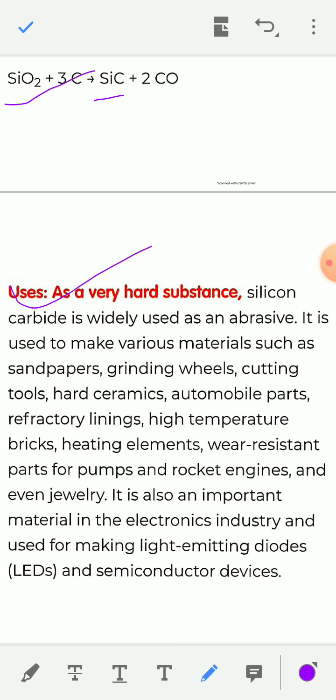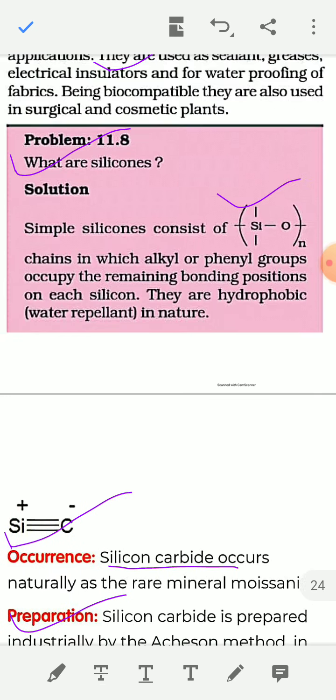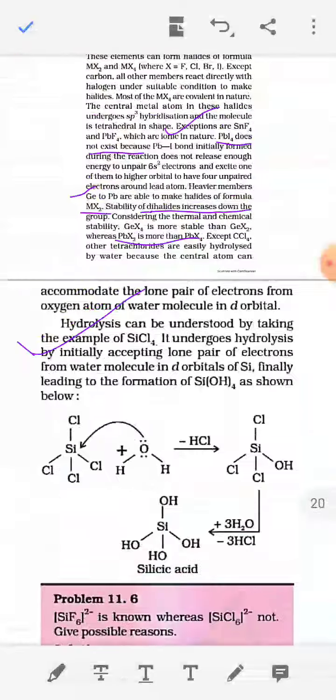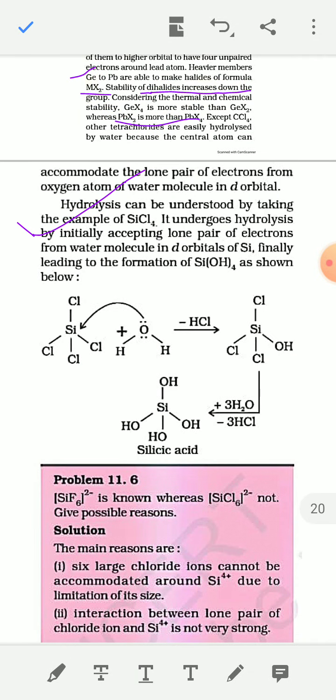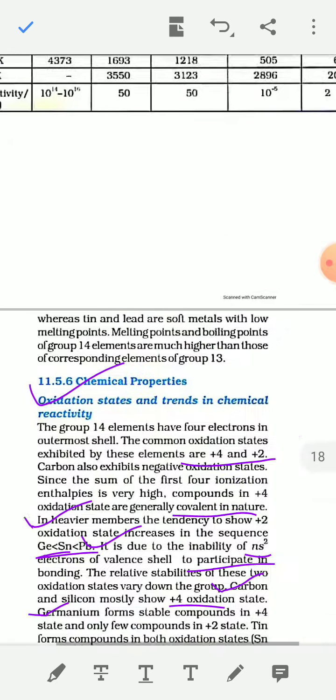Silicon carbide is widely used as an abrasive. It is used to make various materials such as sandpaper, grinding wheels, cutting tools, hard ceramics, automobile parts. These are some important uses of silicon carbide, and it is a very hard substance. The preparation of silicon carbide from silica, and what silicones are and their uses, you have to read. These two chemical compounds of group 14 elements are given in your syllabus. The general chemical and physical properties of group 14 elements I have told.